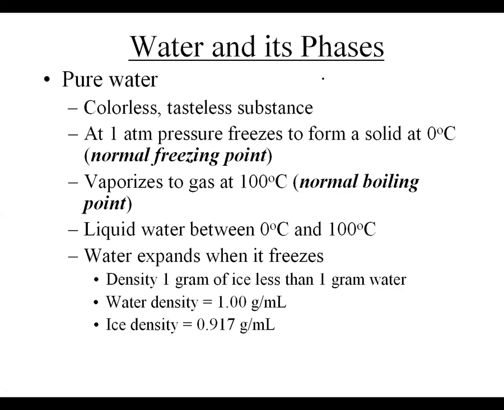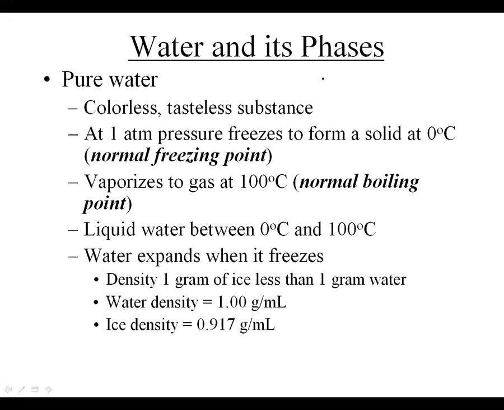The first thing we're going to talk about is water and the different phases of water that we see. Water is colorless and tasteless. Its freezing point is 0 degrees Celsius, and it vaporizes, going into the gas phase, at 100 degrees Celsius, which is its normal boiling point. We have liquid water between 0 degrees Celsius and 100 degrees Celsius.